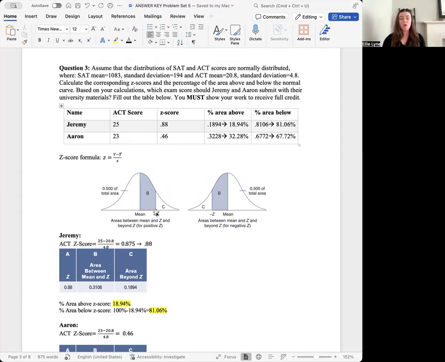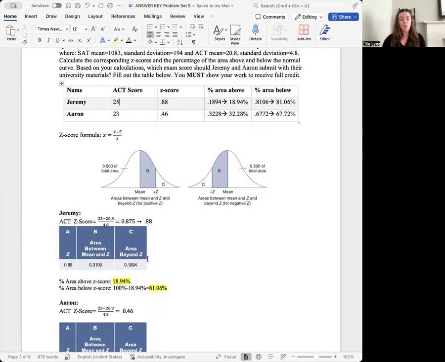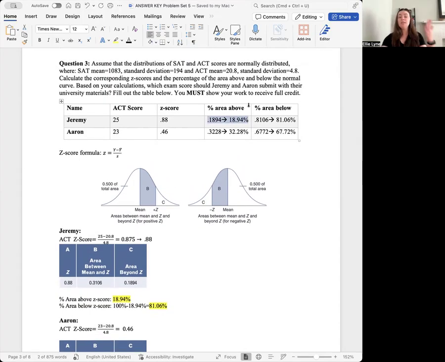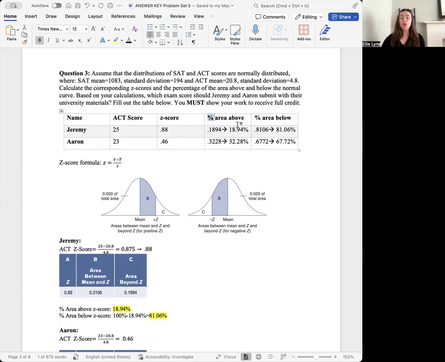So there are people that scored between a 25 and 36, and those individuals represent a proportion value of 0.1894, or we know from earlier chapters, we can easily convert that into a percentage, which is what I'm asking you to do here. We simply multiply our proportion value by 100 to get 18.94. So how we could interpret this within the context of the problem is that 18.94% of test takers scored better than Jeremy on the ACT.